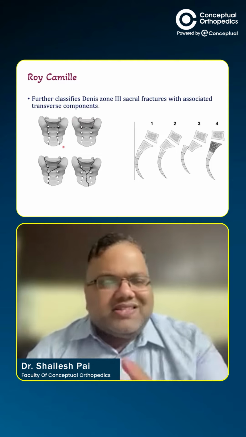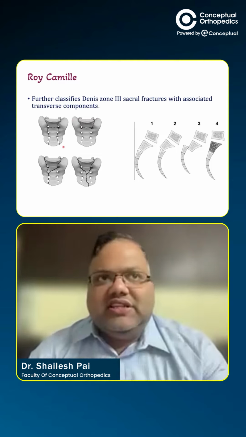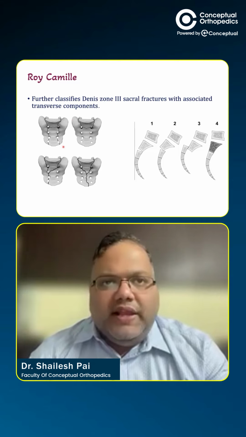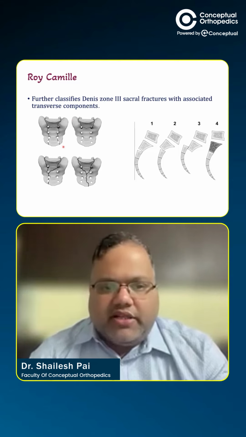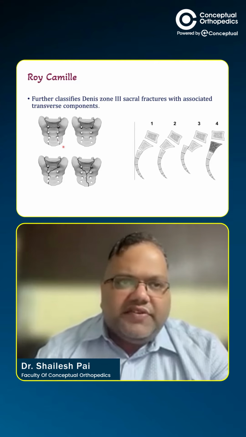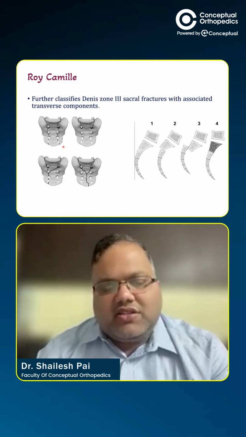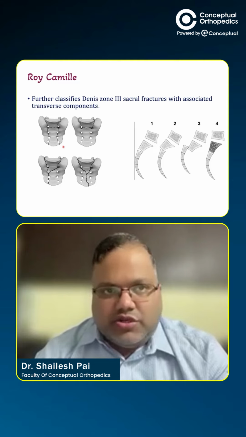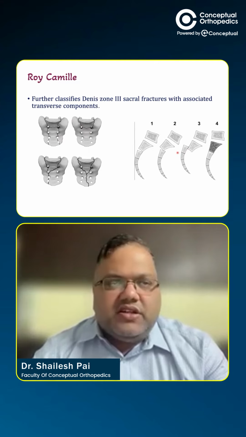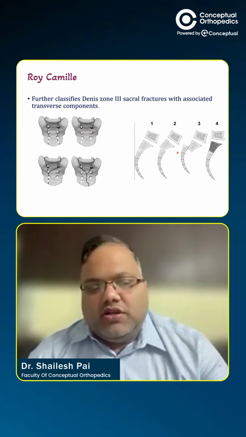So you just describe the fracture. This tells us that there is a transverse element also, or an oblique element also, in addition to a vertical element. Okay. And Roy Camille, what it tells us is that it further subclassifies zone 3 injuries, that is, the medial fractures, medial to the sacral foramen. And these are CT based classification, and it tells us what has happened on the CT.